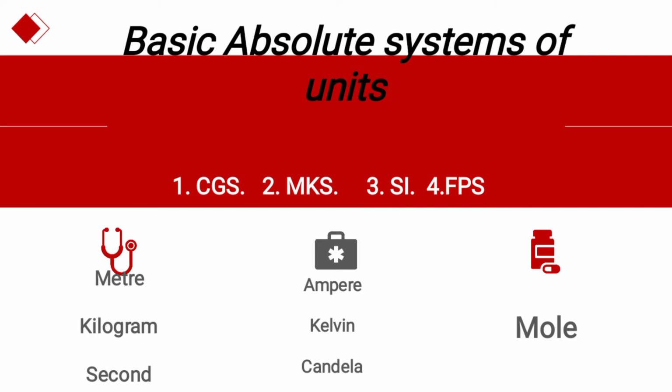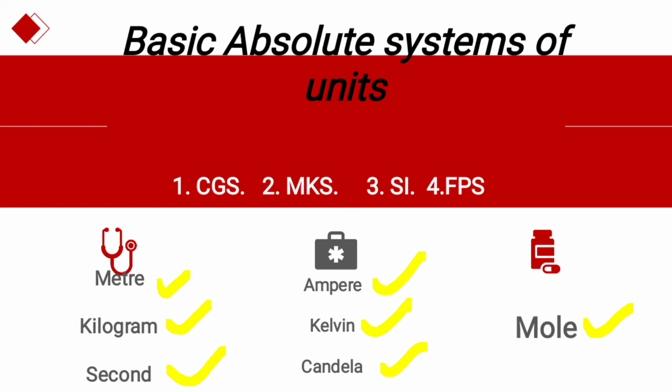So now we are going to read our system of measurements, and here the SI system is represented. In the SI system there are 7 fundamental quantities and 7 units, and these units are meter, kilogram, second, ampere, Kelvin, candela and mole.